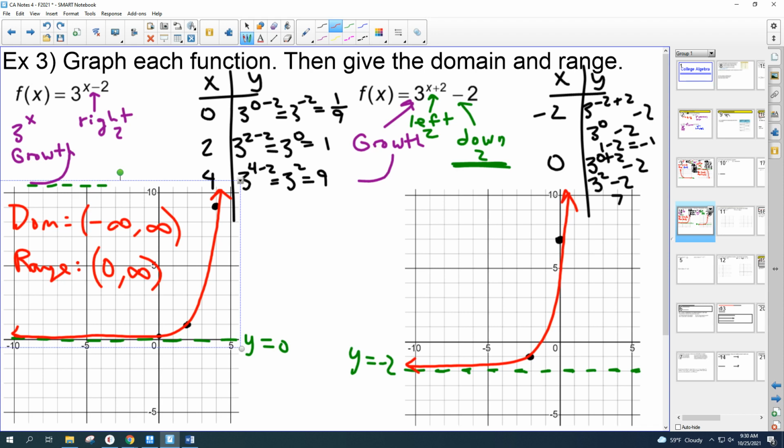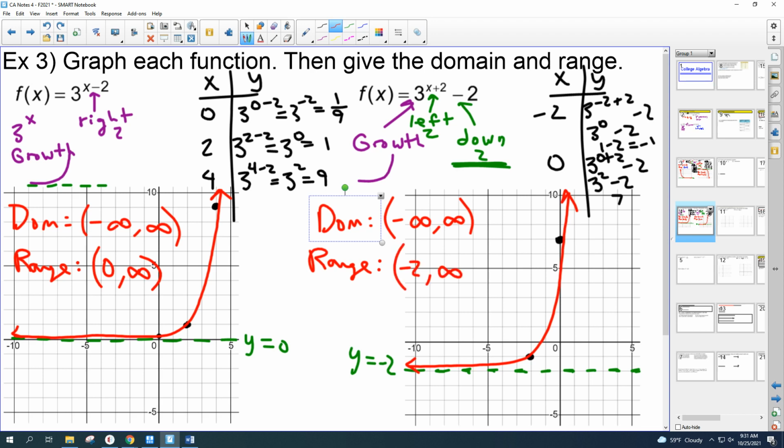But there you go. Oh, domain and range. Is this domain going to be all real numbers again? Yep. What about the range? -2 to infinity. Very good. This one doesn't start at 0. This one starts at -2. -2 to infinity. Very good.